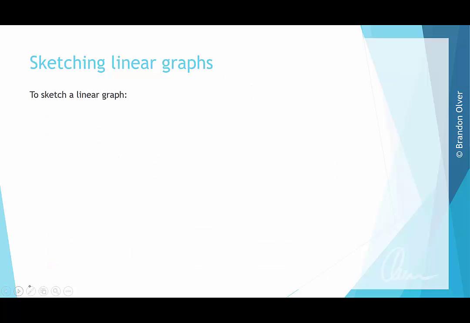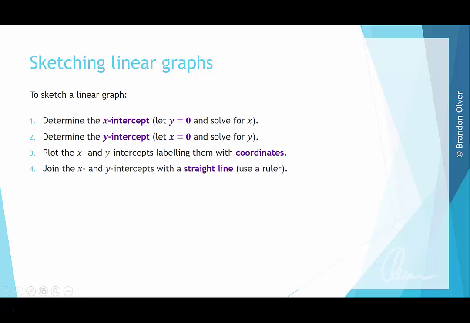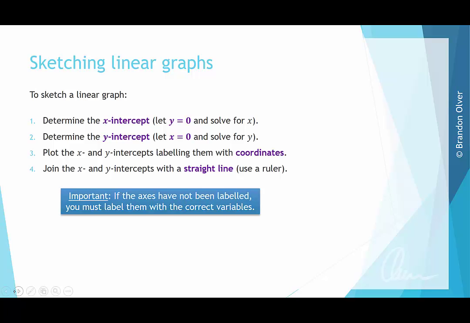To sketch linear graphs, the first thing you need to do is determine the x-intercepts. And to do that, we let y equals 0 and solve for x. Next, you need to determine what the y-intercept is. And to do that, you let x equal 0 and solve for y. Then you should plot the x and y intercepts, labeling them with their coordinates, and you should join the x and y intercepts with a straight line, and you should use a ruler to make this as accurate as possible. Here it's important to note that if the axes have not been labelled, then you must label them with the correct variables, so generally that would be x and y.